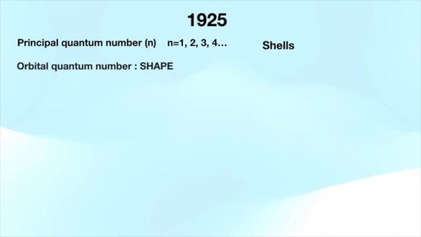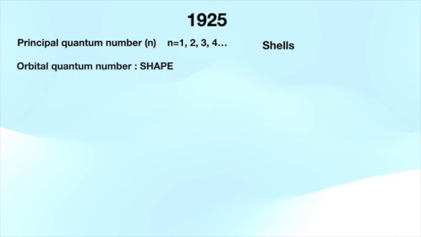By 1925, the model of the atom consisted of electrons having unique 4 quantum numbers. The principal quantum number designates the energy level of the electron, which is determined by the distance from the proton. Within that shell, there are three quantum numbers.